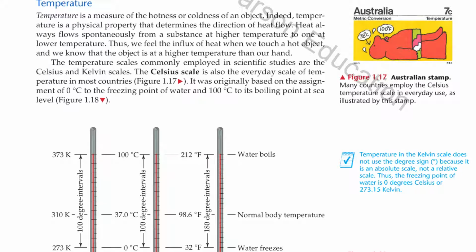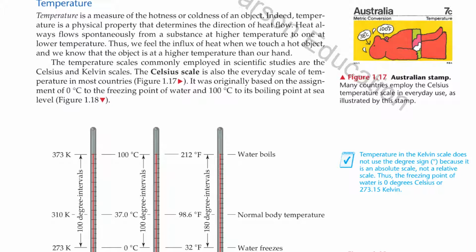Section 1.4, Topic 3, Temperature. Temperature is a measure of the hotness or coldness of an object. Indeed, temperature is a physical property that determines the direction of heat flow. Heat always flows spontaneously from a substance of higher temperature to one of a lower temperature.